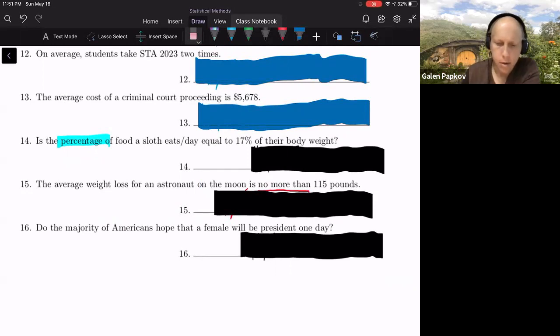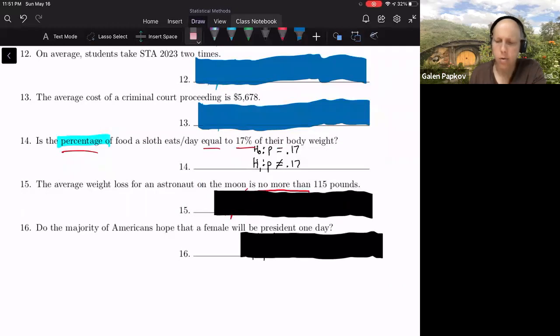And so here you've got inference is going to be with respect to a percentage, which is P. Is it equal to or not equal to this value? And so hopefully you're able to figure out that this one is going to look like this. P equals 0.17 versus P is not or is different from 0.17.